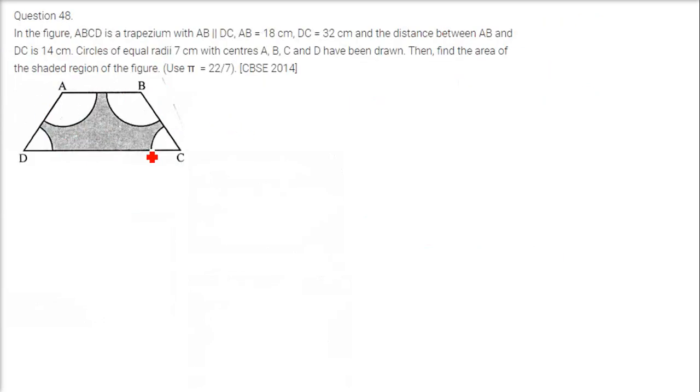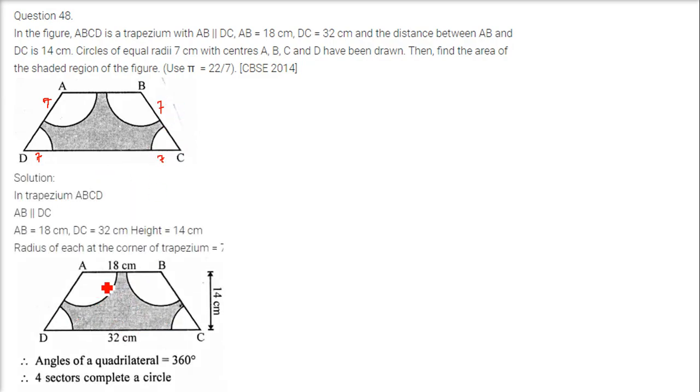In this figure, ABCD is a trapezium with AB parallel to DC. Now AB is 18 and DC is 32. And the distance between AB and DC is given to be 14 centimeter. Circles of equal radii, this A, B, C, D, are being drawn. So all have the radius as 7. This is 18, this is 32, distance between them is 14, and the radius is 7. Find the area of the shaded region in the figure.